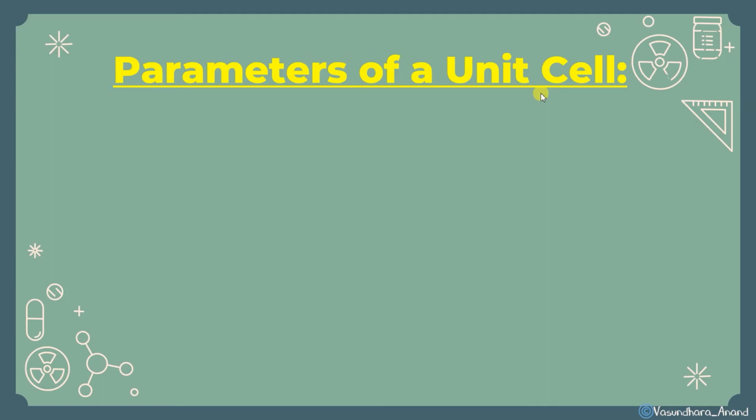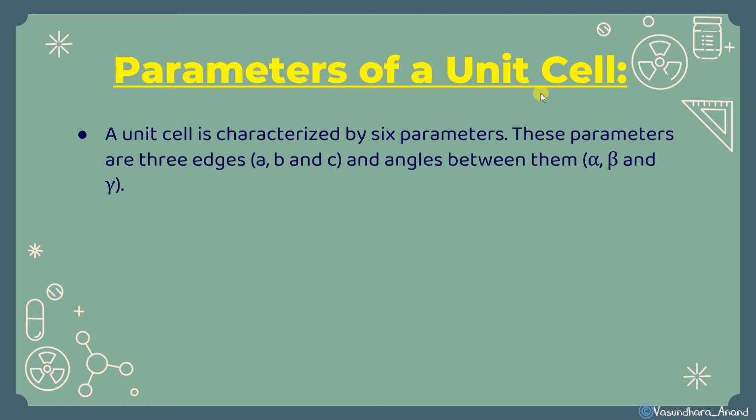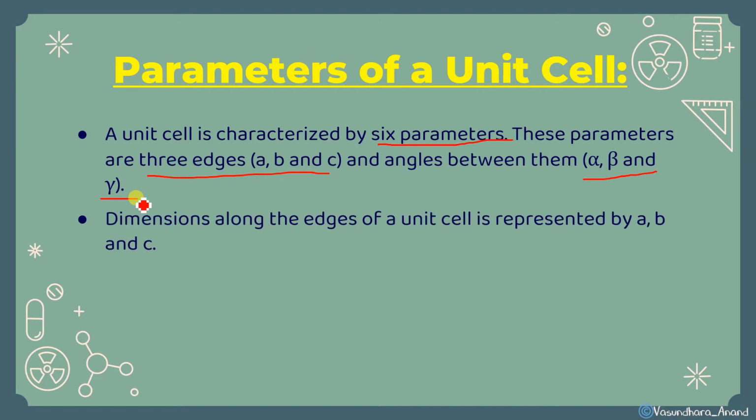Parameters of unit cell: I have already explained that there are 6 parameters. That means the 3 edges A, B, C and the 3 angles between them, alpha, beta and gamma. So 6 parameters are there. The dimension along the edge of the unit cell is represented by A, B and C. That means the X, Y, Z axes, you can say.